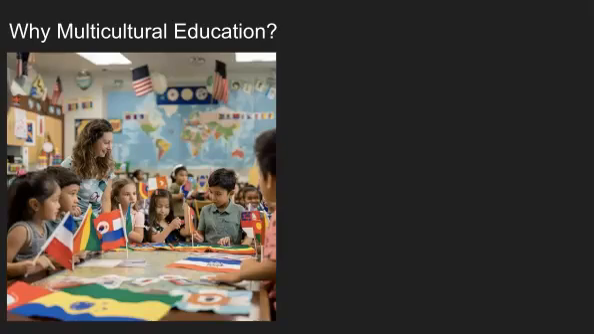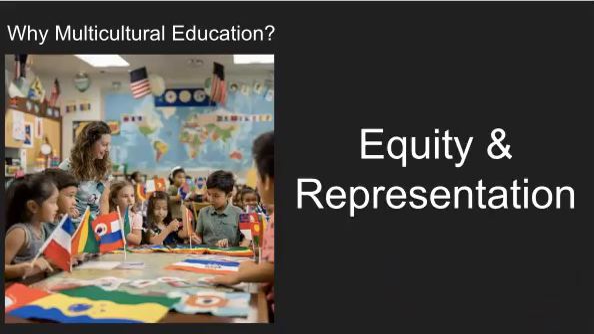Why multicultural education? Well, there are many reasons that multicultural education matters, but here are a few key ones that are especially relevant to the art room. The first reason is that it promotes equity and representation. Multicultural education ensures that students from all racial, cultural, and linguistic backgrounds are able to see themselves reflected in the curriculum. This affirms their identities and helps to promote a sense of belonging.